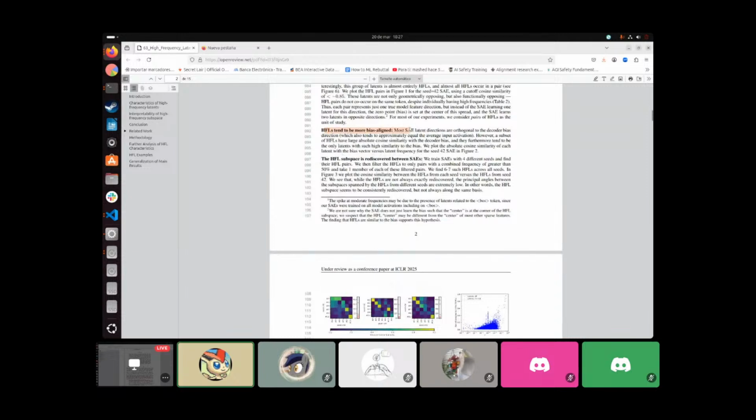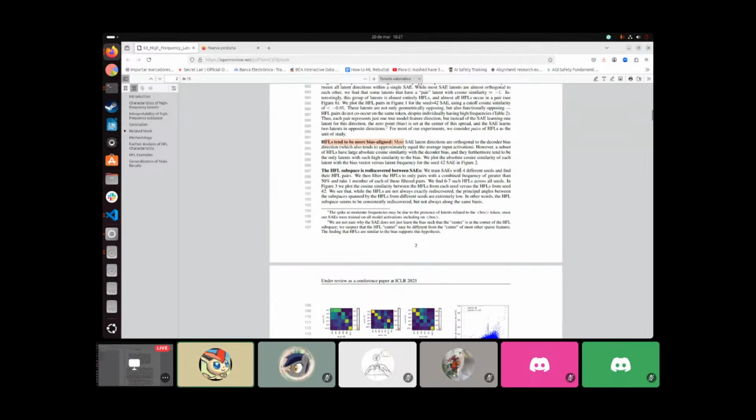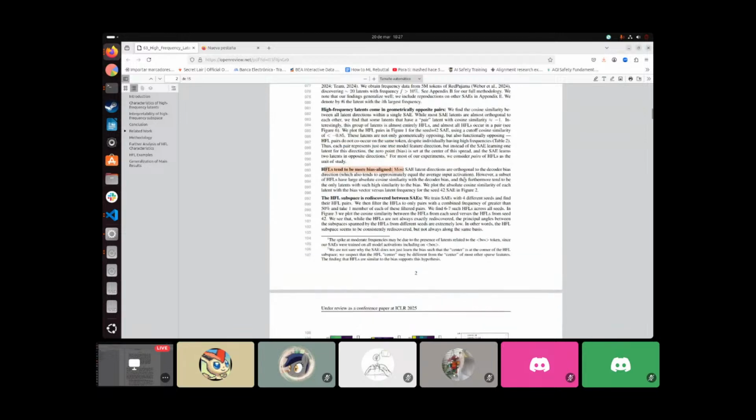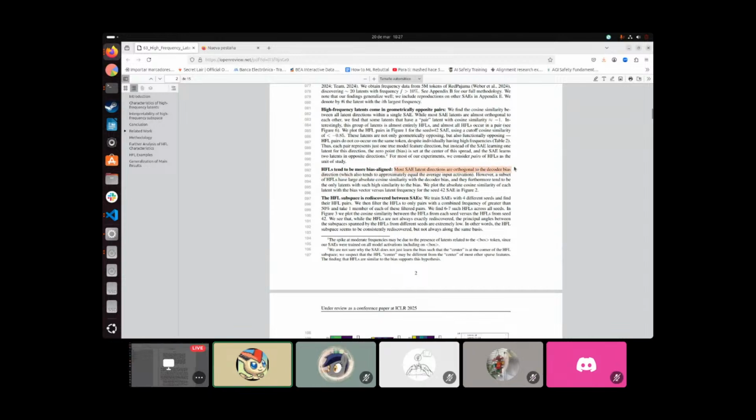High frequency layers tend to be more bias aligned. Okay. So most of the encoder's latents are orthogonal to the decoder bias direction. This makes more sense than I was thinking. But some of them have cosine similarity with the bias, and they are the only latents with that.